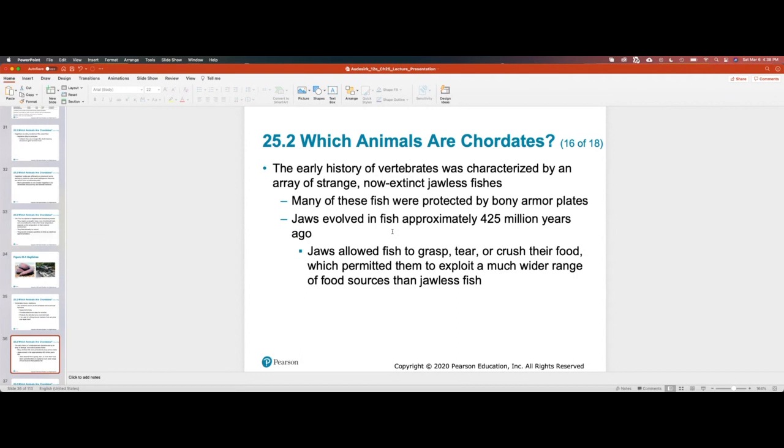So the purpose of jaws, I think we all know. I mentioned earlier, they are an attachment site for teeth, unless you have, like the hagfish, a tongue on which you want to put your teeth. But for us, we prefer a jaw. So it allows fish to grasp, tear, and crush their food.